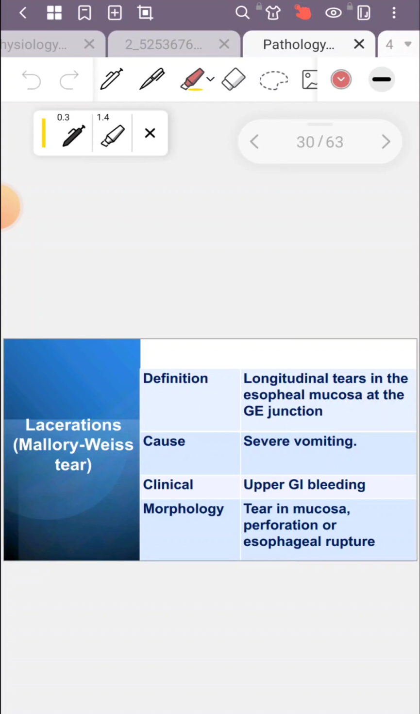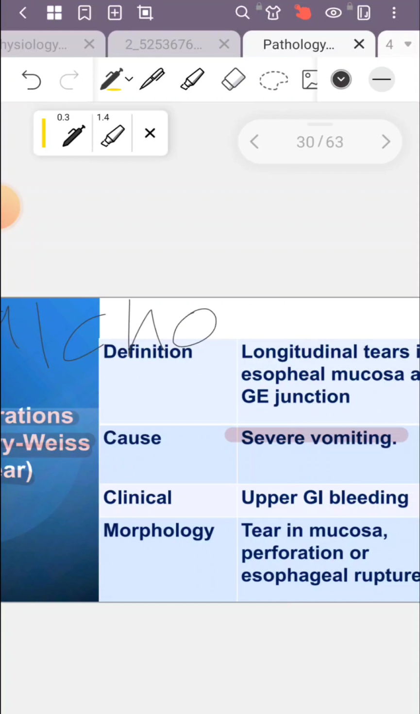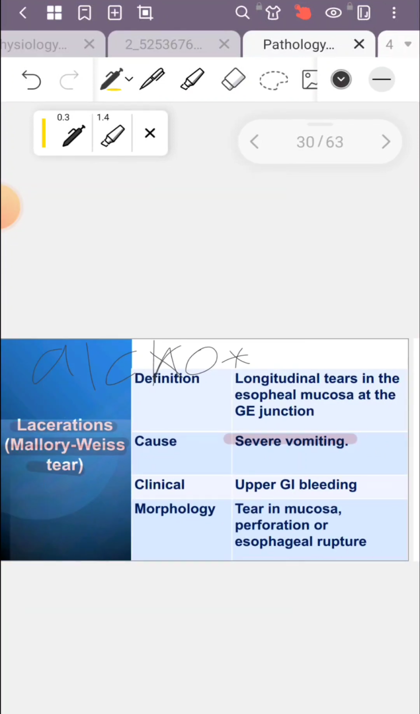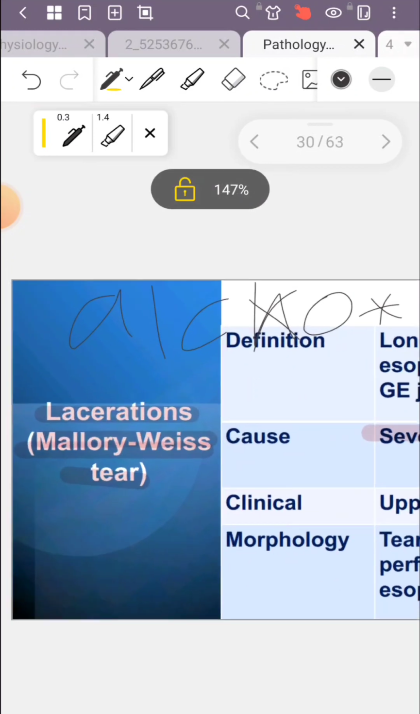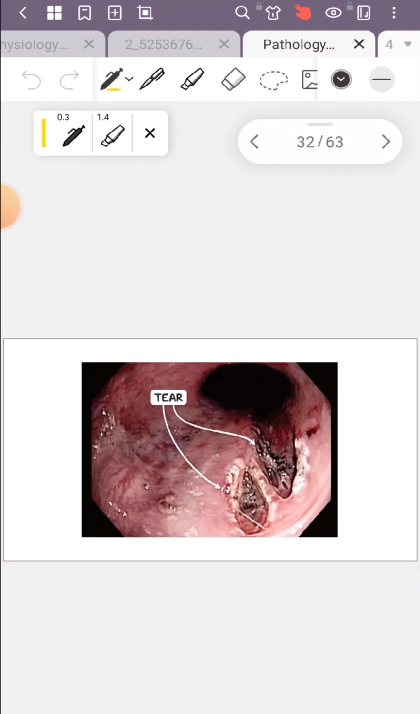Laceration. Guys, laceration or Mallory-Weiss, where does it happen? In the esophagus. It happens in alcoholics with aggressive vomiting, and in those who lose weight by vigorous vomiting. They induce vomiting for themselves to reduce weight, inducing vomiting after they eat. This is a longitudinal tear in the esophageal mucosa. Here the mucosa is torn longitudinally. Look at this tear. This is a longitudinal tear through the mucosa with exposure of submucosal blood vessels.